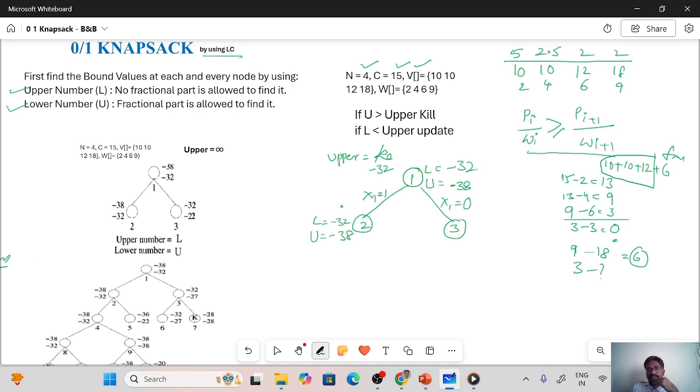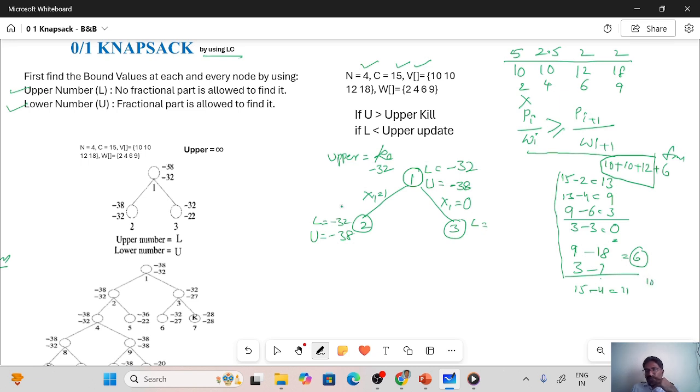Now come to the node 3. What about my L value without fraction? Nothing but first item not including. When the first item not including, so then I want to calculate my values once again. My free knapsack is 15. The first item is not going to be considered. We are going to consider from second item onwards. So what is the second item? Weight 4. So 15 minus 4. Free space is 11.